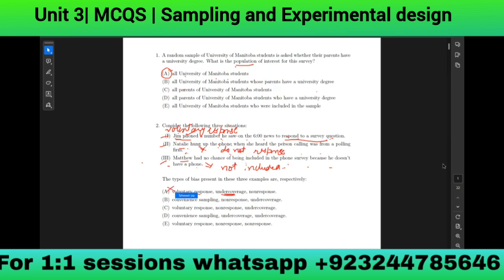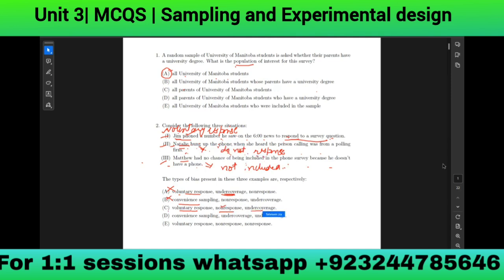The next option says convenience sampling. This is not the correct answer. The third option says voluntary response for the first one. Yes, the first one is a voluntary response. Second one is nonresponse. Yes, she does not respond. So for the second one, Natalie hung up the phone, which means she knows that someone is calling her, but she does not respond. So this is correct.